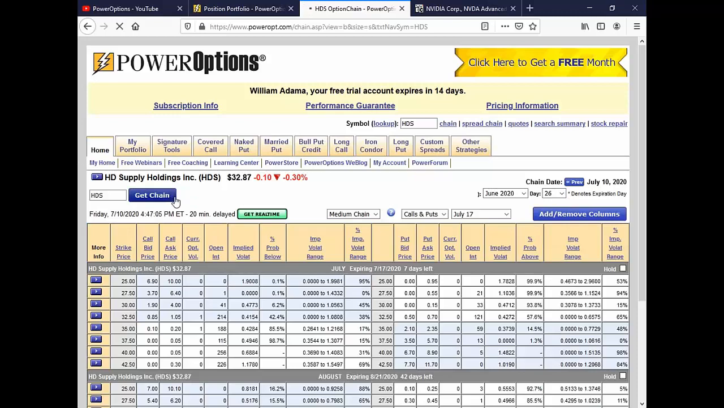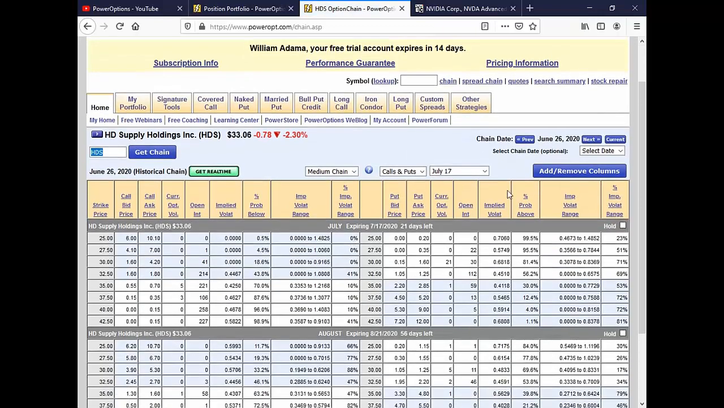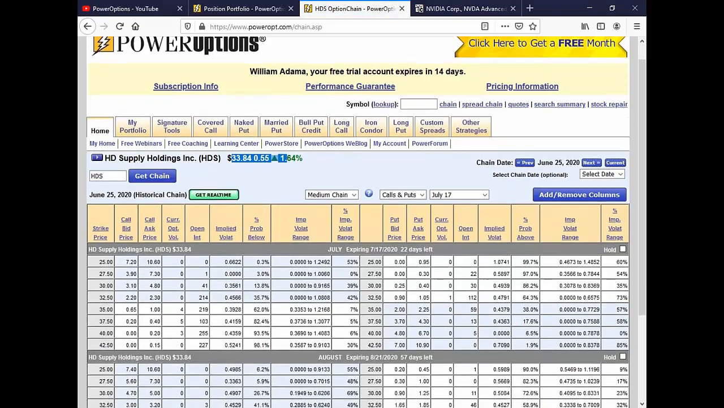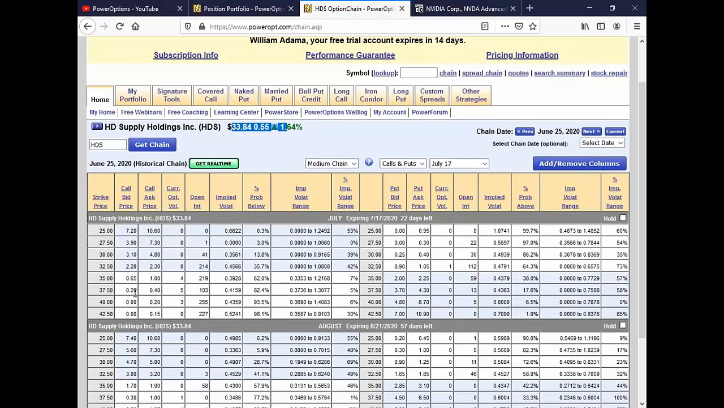Okay. Well, this doesn't offer weekly, so that's going to be a little bit easy too. All right, 33.06, it was down 78. Let's go the previous day. Perfect. Previous day. Stock is at 33.84. Bullish on the stock. I look out July 17th for my puts.